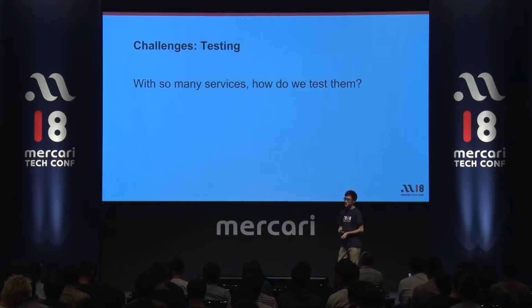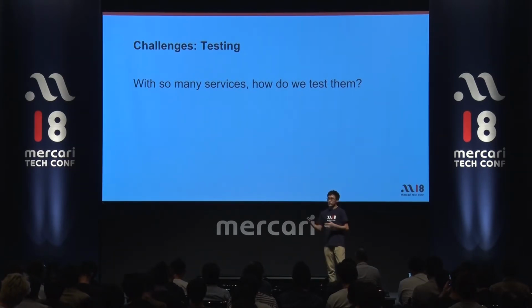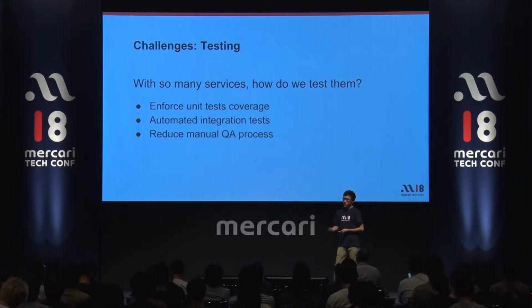The first challenge is testing. The question is, with so many different services, how do we actually test them? This is challenging for us because we used to depend on a manual QA process a lot. Whenever we shipped a new feature, we asked QA to test it. It was straightforward and easy to do because we had a few clients and one backend API, and it was easy to test everything working together. But in a microservice design, it's more complicated because we have so many different services, and it's much harder to test everything working together.